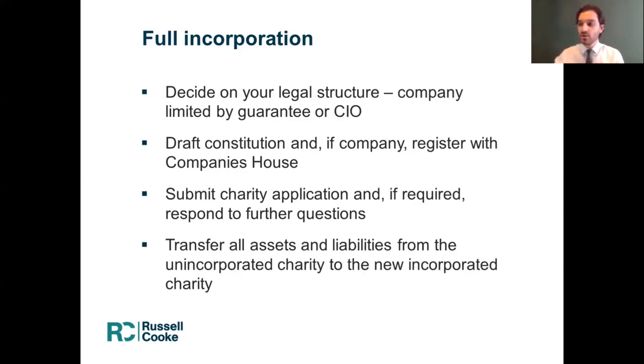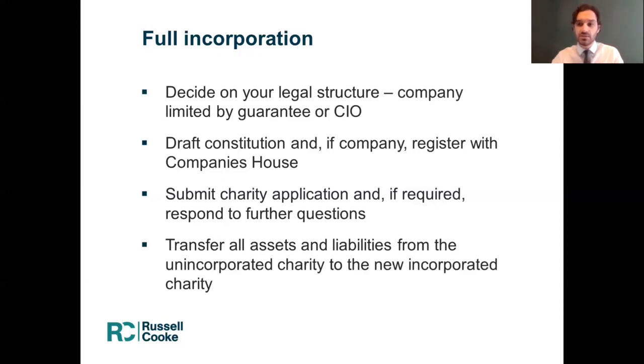So once you've decided on your legal structure, it's necessary to draft a constitution for the new organisation. It will look slightly different depending on whether you're a company or whether you're a CIO. If you're a company, you'll also need to register with Companies House to form the company. The next step, once you've done that, is to apply to the Charity Commission. So you have to submit a detailed charity application online, and then you may need to respond to further questions.